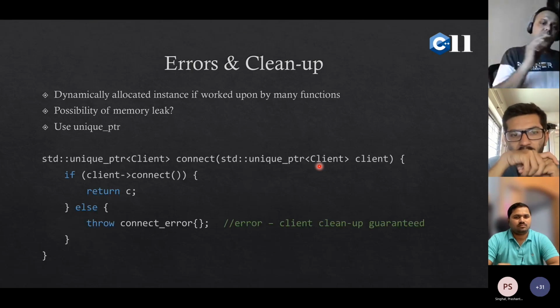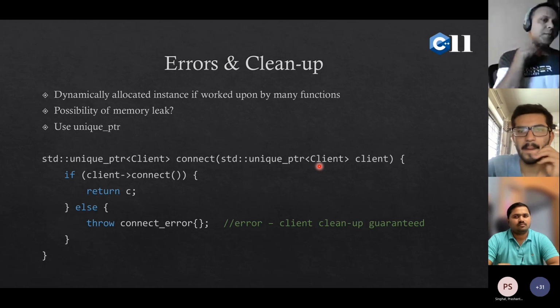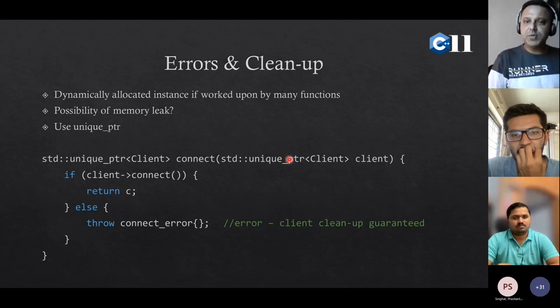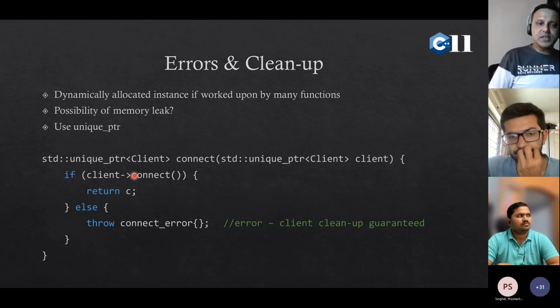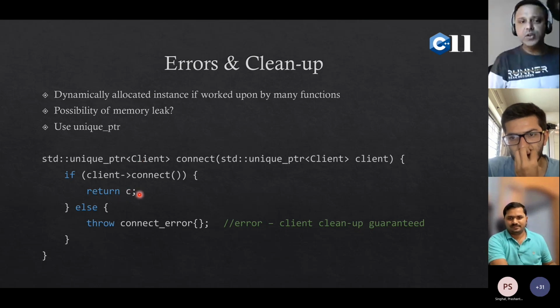So from make, we have the make unique to create any instance. If you make unique a client, you get a unique pointer, and you make sure that your wrapper accepts the unique pointer and works on that. In this case, if your connect went well, you return back the unique pointer so that the next stage can continue to work on this client.